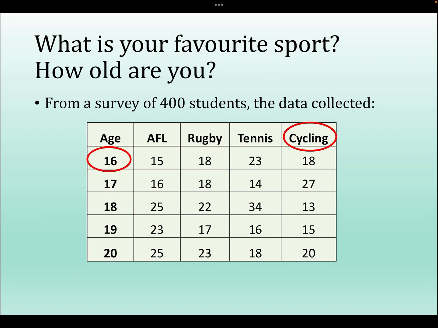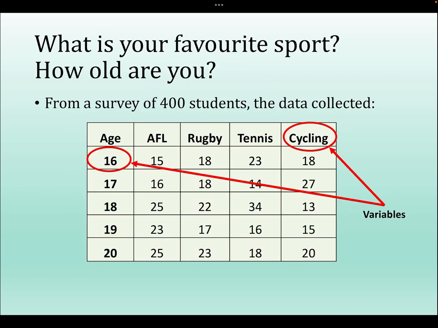All right, now let's think about this. Age is one category. Cycling, the type of sport, is another category. In this case, you are looking at variables. Age is considered a variable, and the type of sport, such as cycling, is also considered a variable.